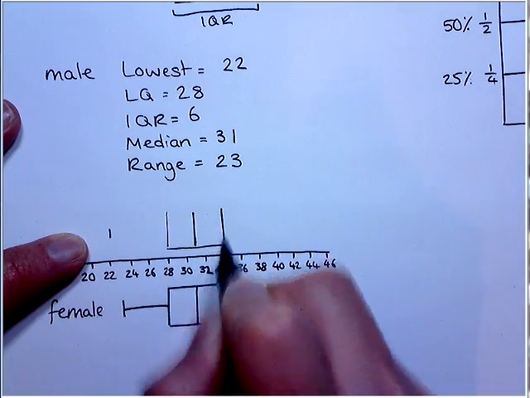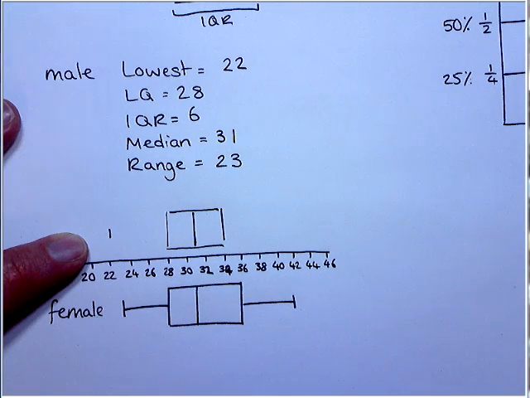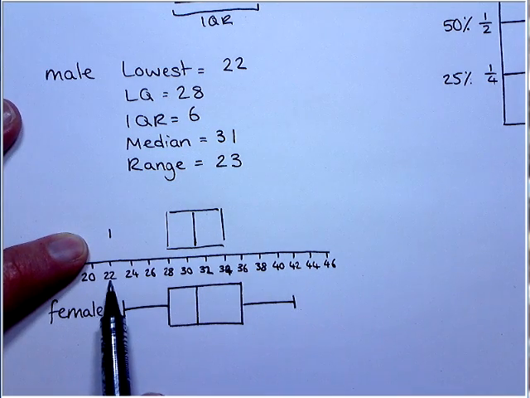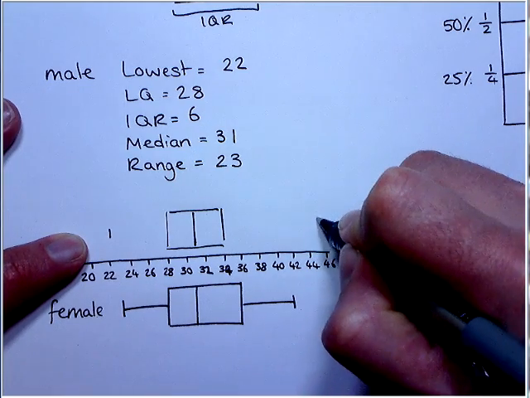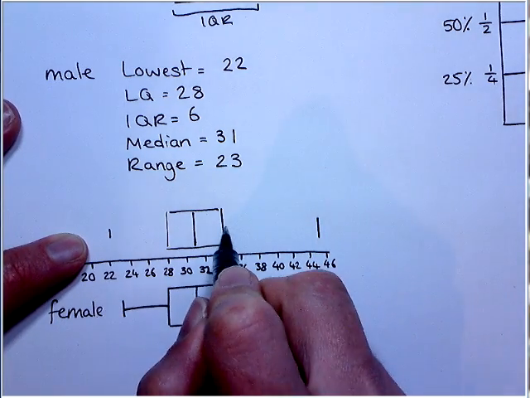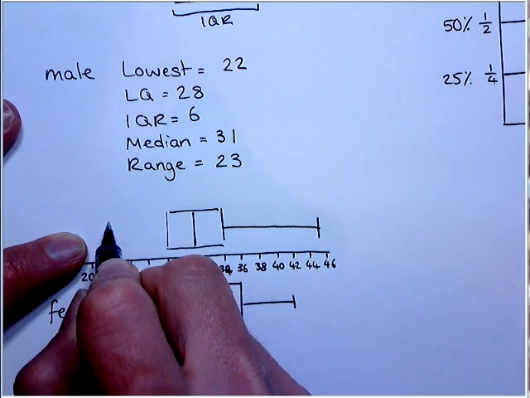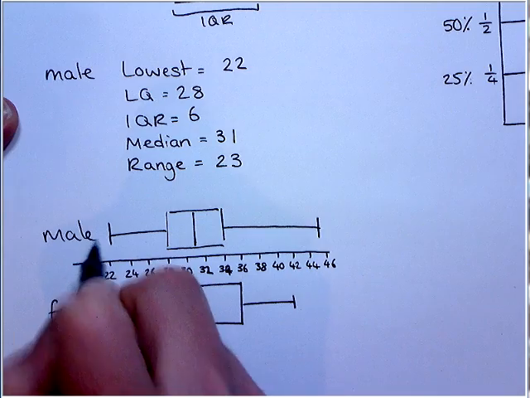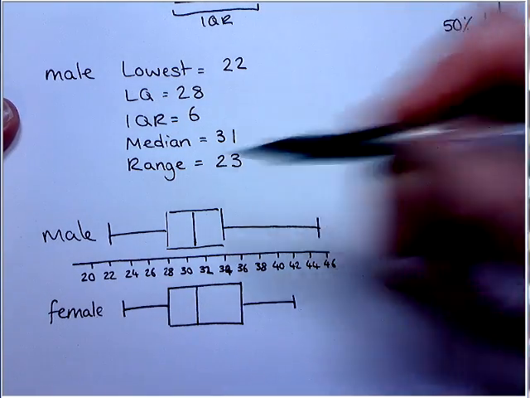So I'm now ready to join them up to make my box. I'll be doing this with a ruler on the real thing. And my range is 23, so if that's 22, it's got to be 45. So I'm going to make this one a bit longer to match. Okay, so there's the male. So they just ask you to draw stuff like that using information.